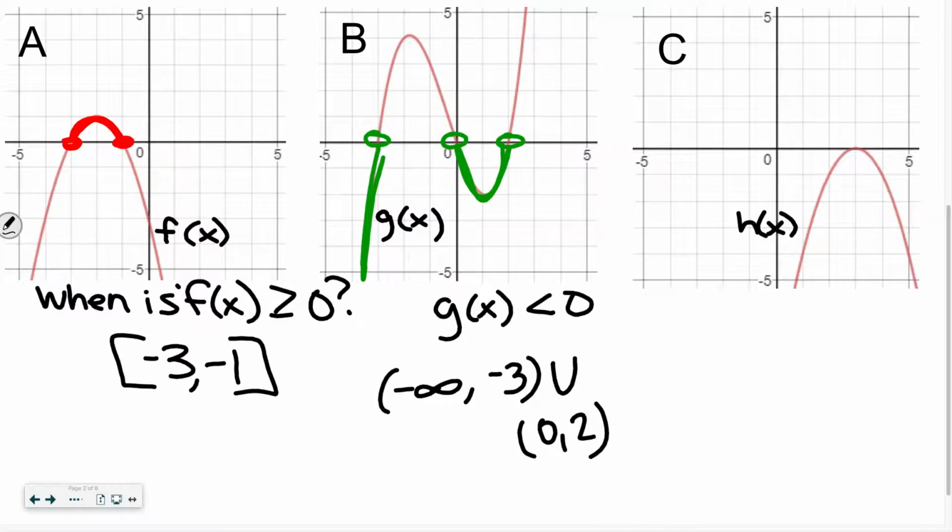So you can have multiple intervals where you're above 0 or below 0. And you'll have to ask yourself, should I include the x-intercept or not? It would depend. Do you have or equals to?